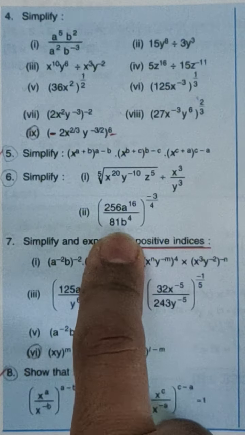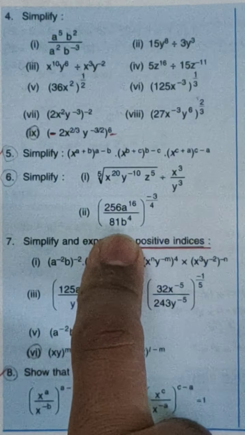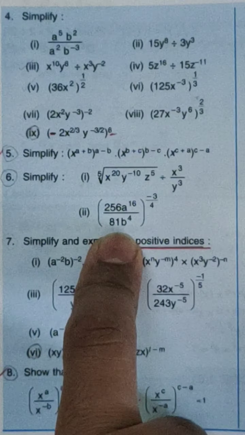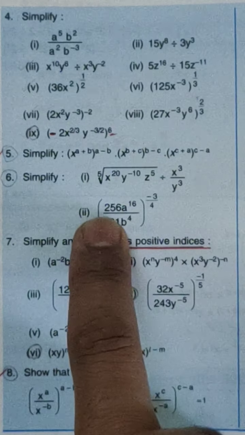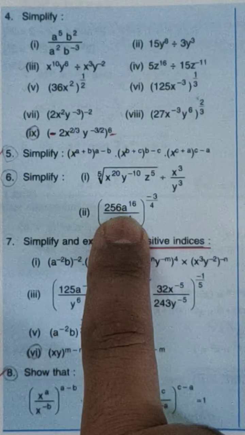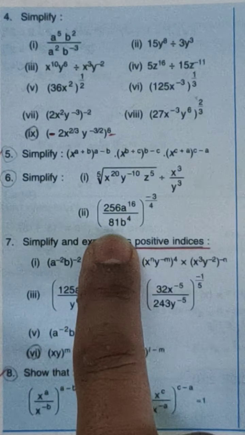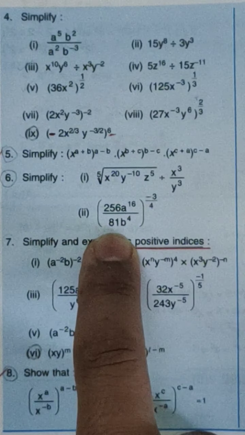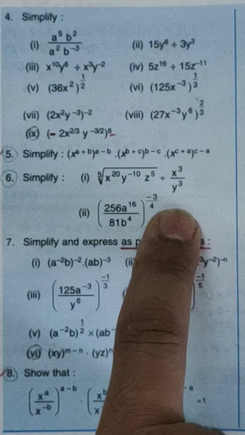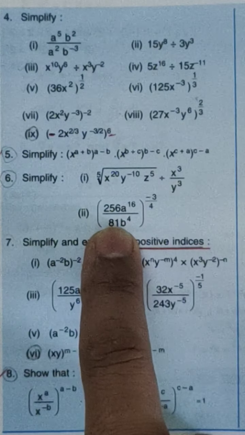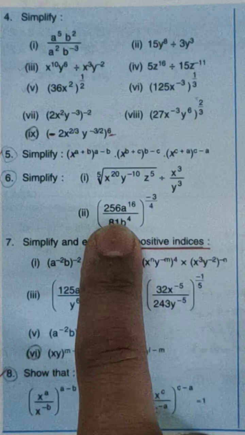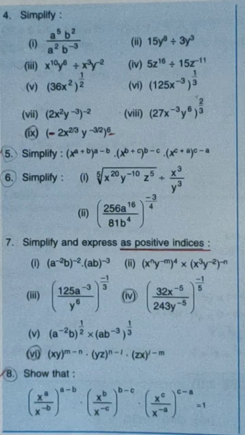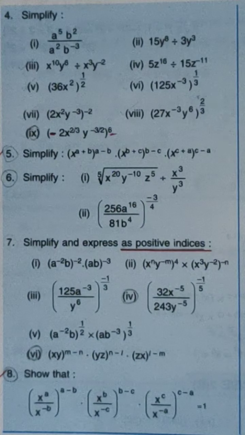Here also you convert this 81 into powers which can be divided by 4, because we have a power outside the bracket. So this can be done. 256 will become 4 to the power of 4, then 81 becomes 3 to the power of 4. Then bring the power inside, using the (a to the power of m) whole to the power of n equals a to the power of mn formula. We will see how we can solve this.